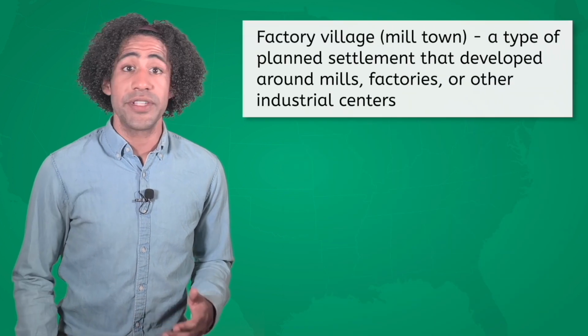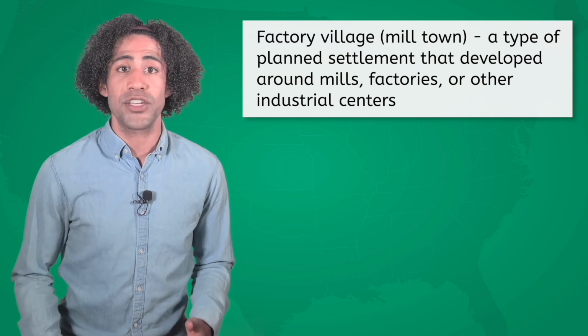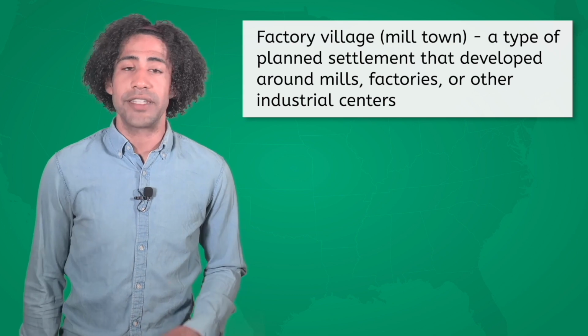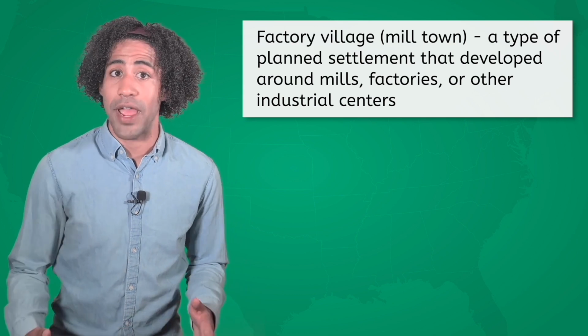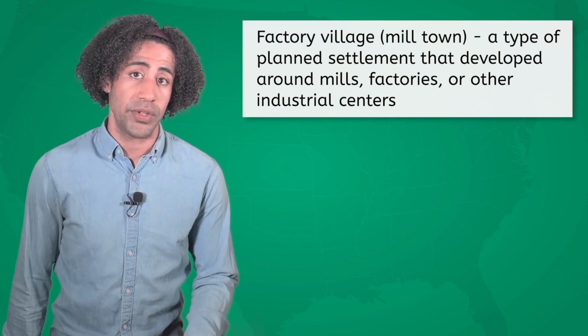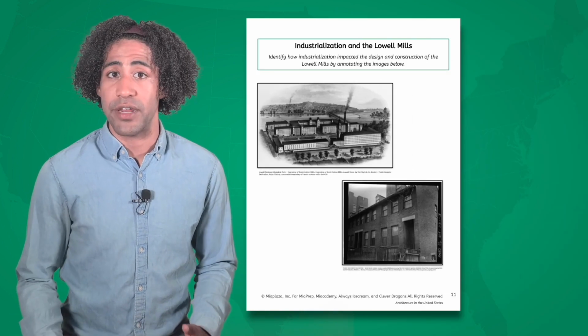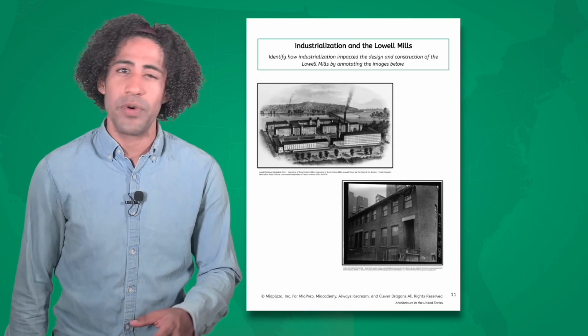Over time, this style of centralized industrial planning became known as a factory village or mill town, a type of planned settlement that developed around mills, factories, or other industrial centers. As industrialization became more widespread, so did factory villages. If necessary, pause here to complete the annotations for the Lowell Mills before we move on.